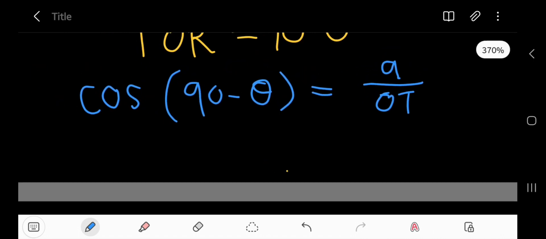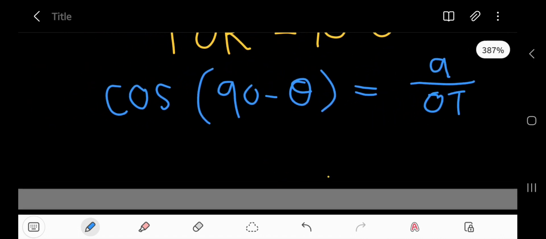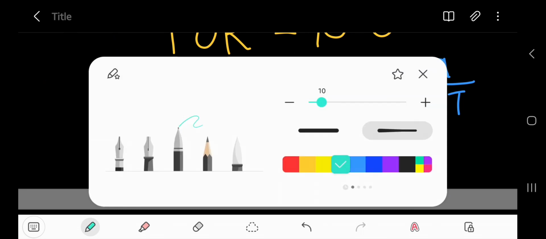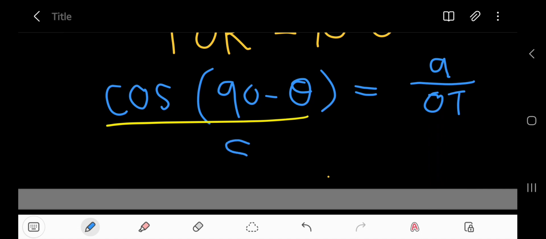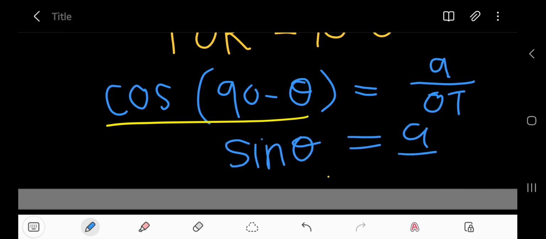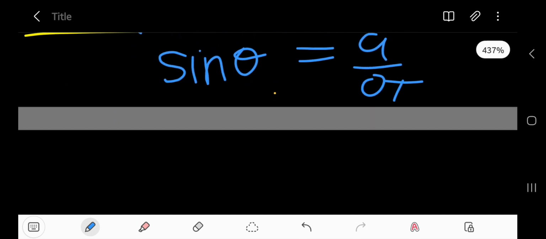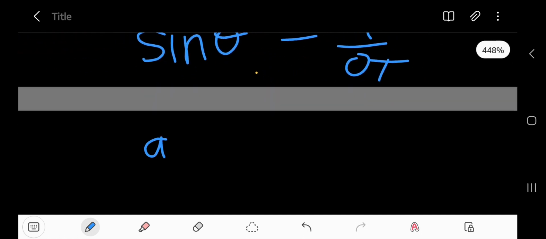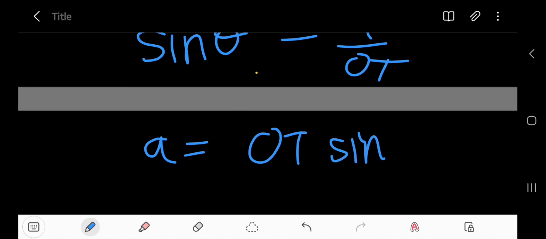Now if we manipulate this further, we can see that this is a cofunction. So let's change that. This is going to become sine theta equals A over OT. Now can we make A the subject of the formula? So A is equal to OT times sine of theta.